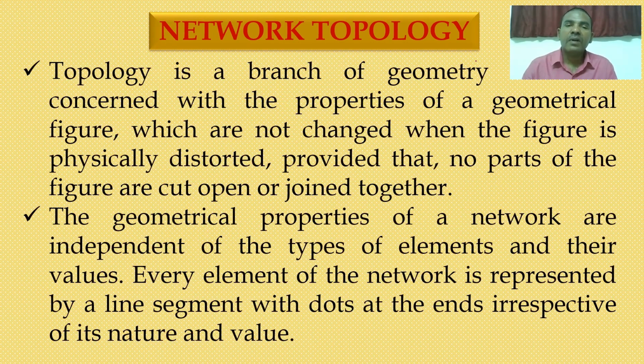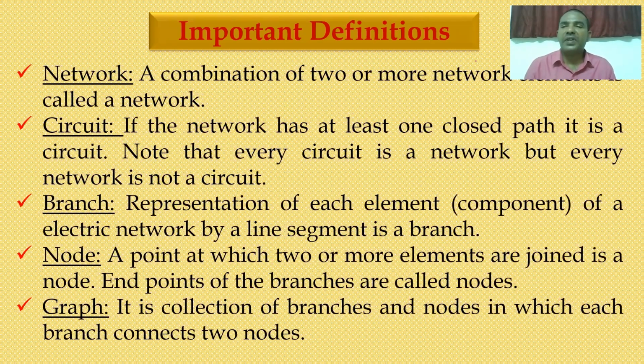Okay. So the important definitions of network topology. What is a network? A network is a combination with respect to connection of elements. What is a circuit? A circuit is a closed path. There is no open path, then you can call it a circuit. If it is an open path, then you can call it a network.